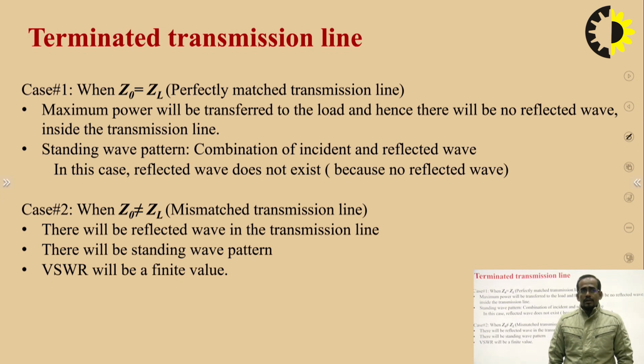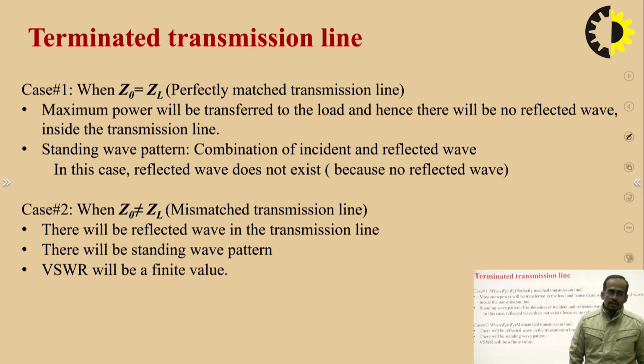So here the transmission line is terminated with the load in perfectly matched condition and in mismatched condition. Z naught equal to ZL is known as the perfectly matched condition, and Z naught not equal to ZL is considered the mismatched condition.